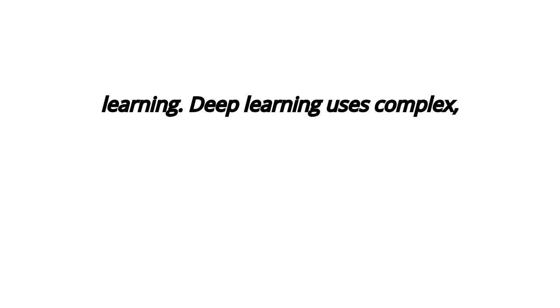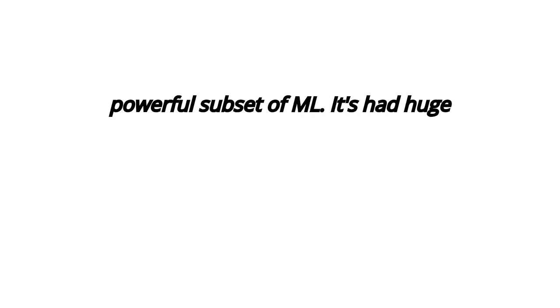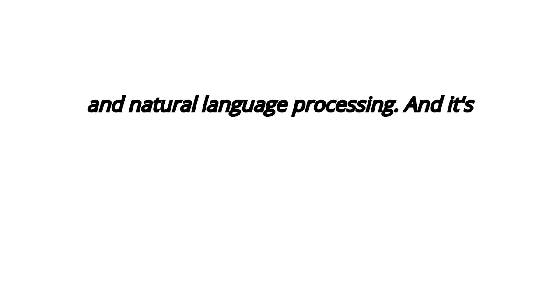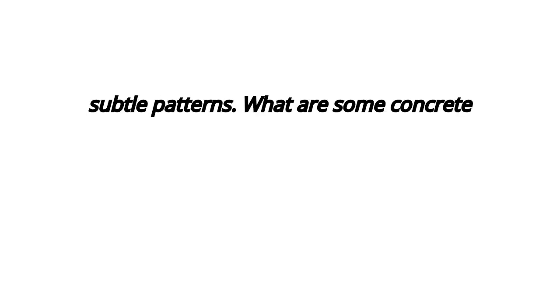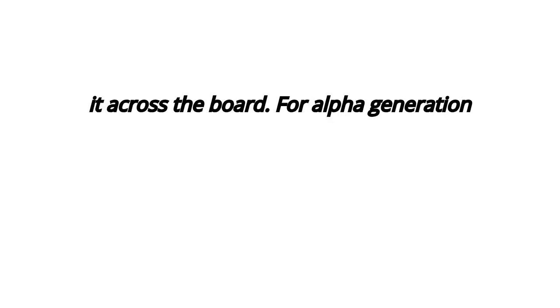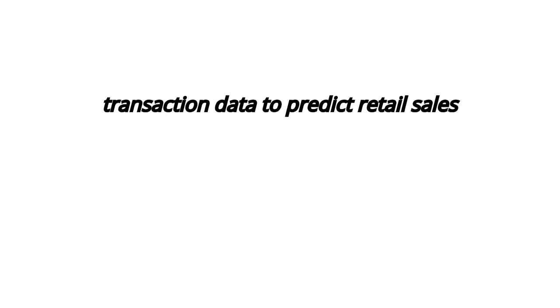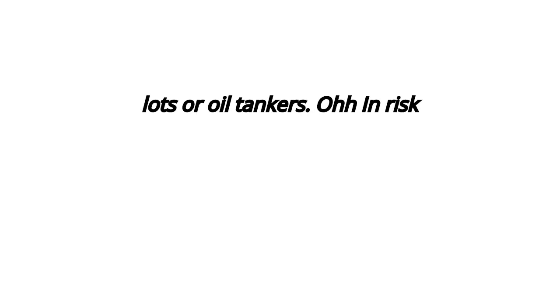Deep learning uses complex, multi-layered neural networks. It's a powerful subset of ML. It's had huge success in areas like image recognition and natural language processing, and it's now being applied to very complex financial problems, trying to find really subtle patterns. What are some concrete examples of how big data and these techniques are being used in practical investment management today? We're seeing it across the board. For alpha generation, trying to find excess returns, firms are using alternative data like credit card transaction data to predict retail sales or analyzing satellite imagery of parking lots or oil tankers.